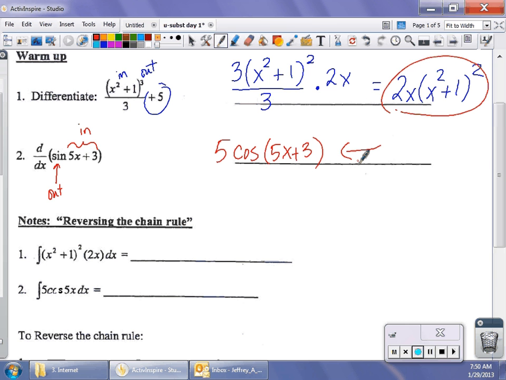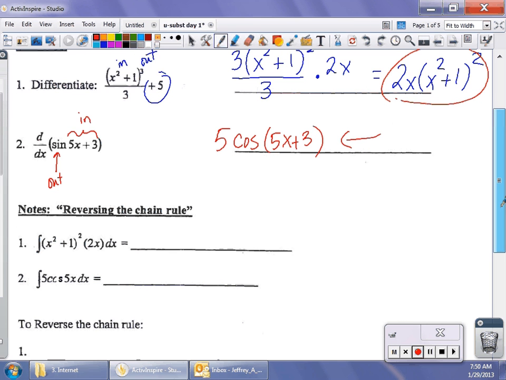When we reverse the chain rule, there are some important things that have to be in place. First of all, there has to be an inside function, just like when you're doing the derivative of a chain rule. And the inside function here is x squared plus 1. So there's our inside function. And then to reverse the process, you have to make sure that the derivative of the inside function is in the expression. So if the inside function is x squared plus 1, 2x has to be a part of that expression.